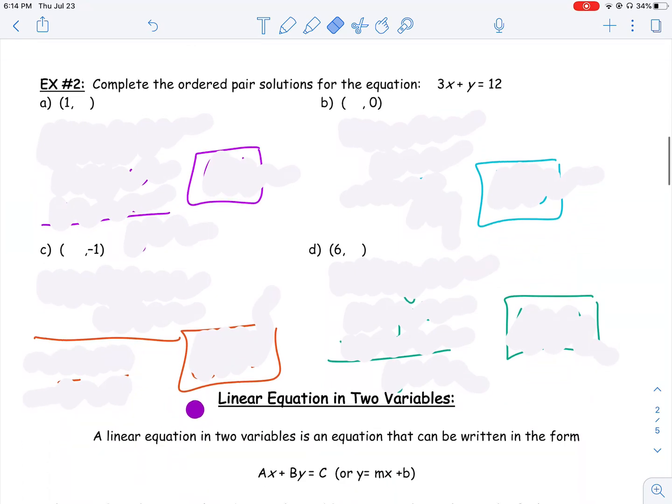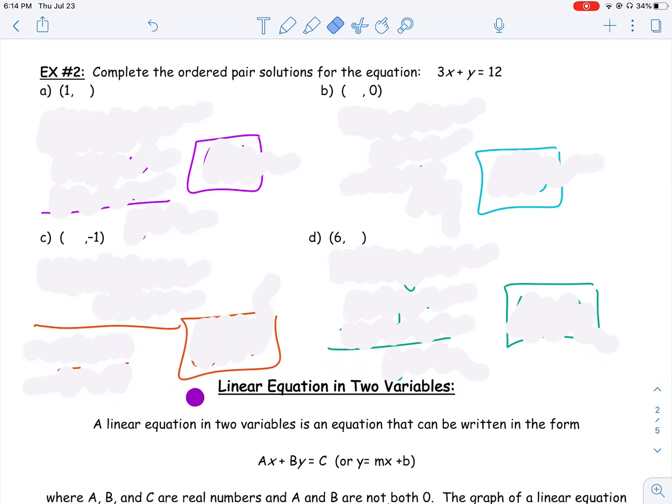Let's do a few of those examples. If you look at example number 2, it says complete the ordered pair, the point, the solution for the equation 3x plus y equals 12. So I have an equation and I have one of the variables. I want to figure out what the other variable is.